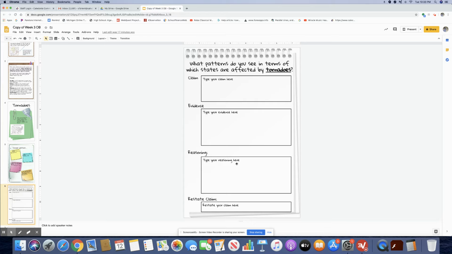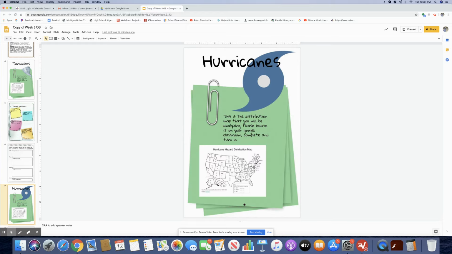The reasoning might be your cold air masses slamming into your warm air masses during the fall and during the spring, and then restate your claim. Get that in there. Okay, hurricanes.